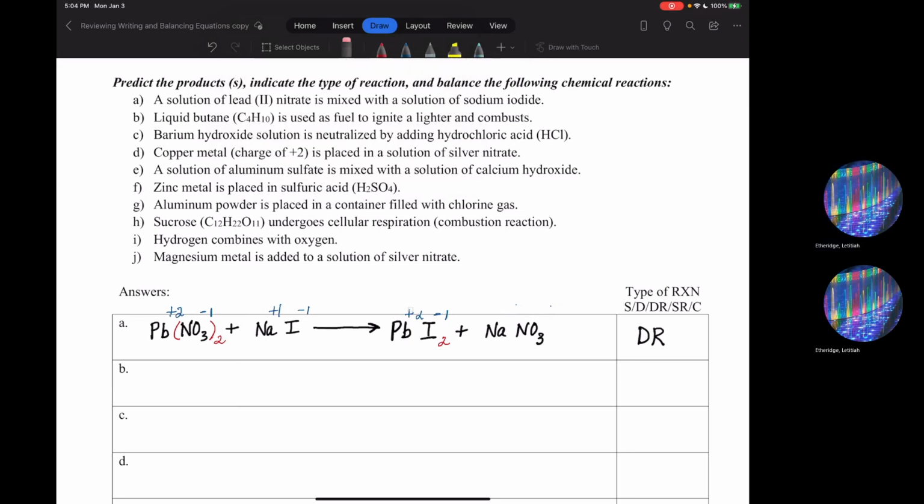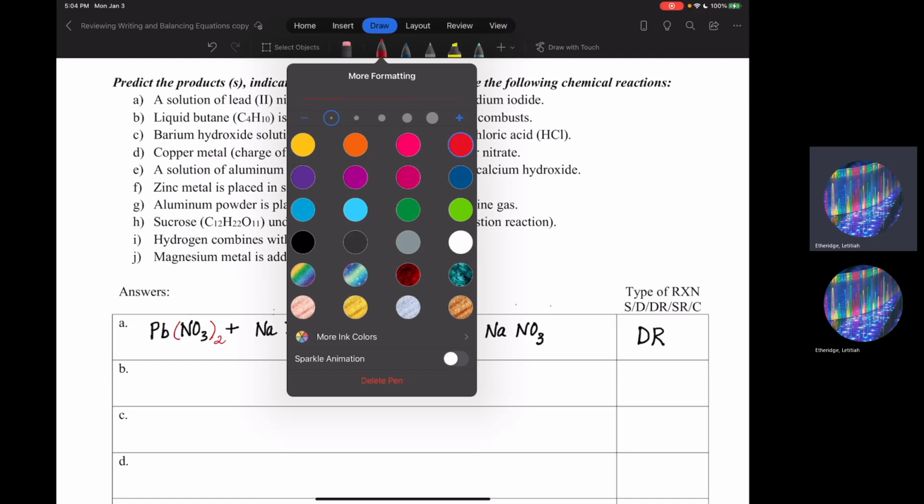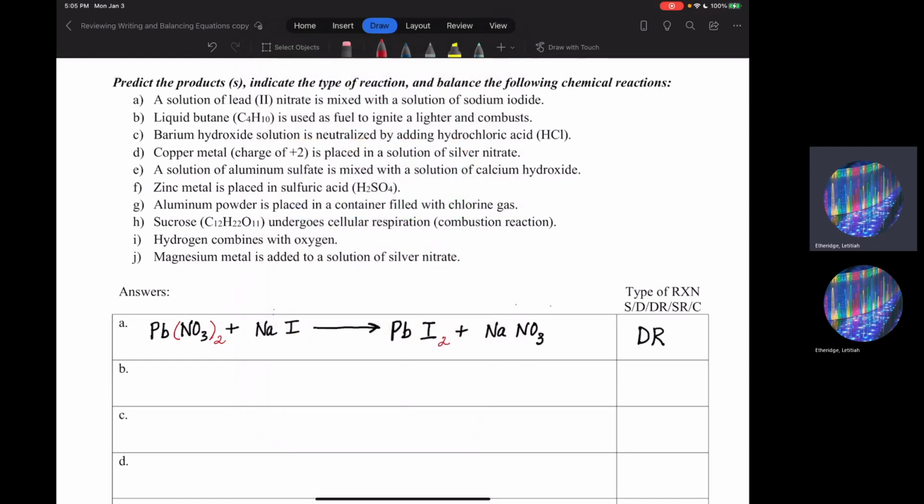Okay. So I'm going to get rid of the charges now because we don't need them anymore, because we have already figured out our correct formulas. All right. Now let's get into our coefficients. So obviously we have a problem because we do not have the equal number of everything on both sides. So what I'm going to do is balance. Now remember, to balance, you cannot add subscripts. You have to add coefficients. The coefficients are going to be the numbers that are before the elements. So I'm going to just start to balance.